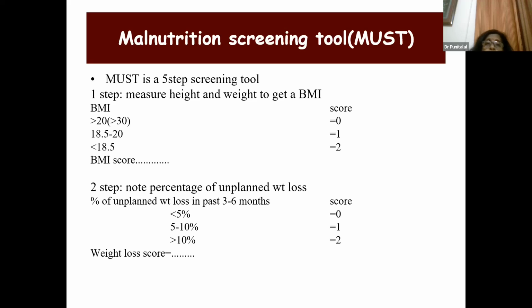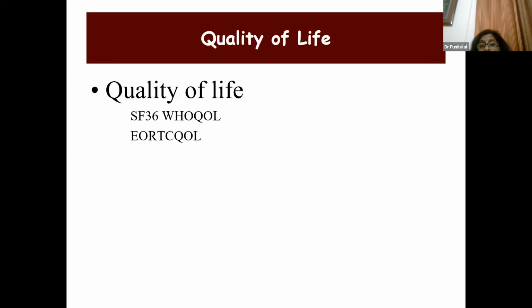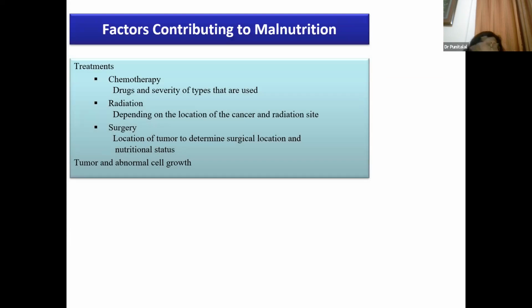So there are various tools present to document malnutrition, like the malnutrition screening tool, which is a multi-step screening tool, or there are others like the patient-generated subjective global assessment or subjective global assessment, SGA tool, or mini nutritional assessment tools. There are quality of life measures which have nutritional domains present in them, and we need to work on them to identify how malnutrition has impacted the quality of life of the patient before, during, and after treatment.